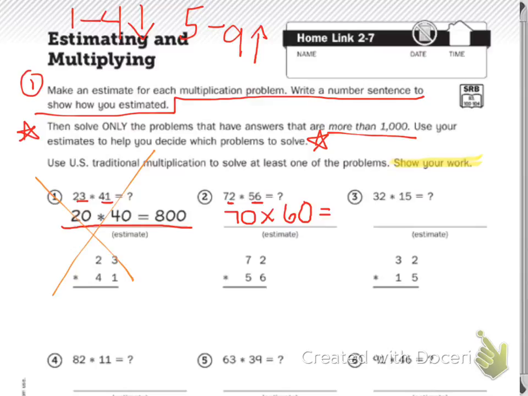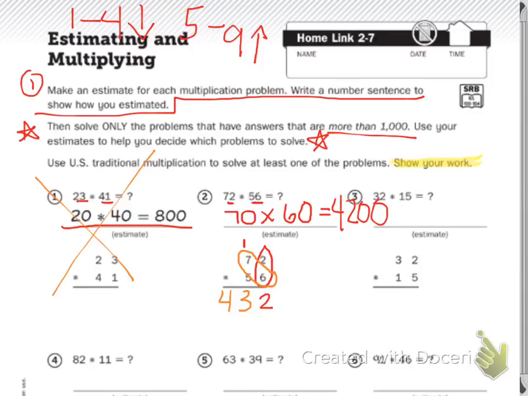Equals 7 times 6 is 42, and then I add 2 zeros. And then it says solve that are more than 1,000. I need to solve this one. So I'm looking at the bottom. I'm going to use the U.S. traditional model to solve. So first, 6 times my 1s is 6 times 2 is 12. Carry my 1. My 2 goes in my 1s column. Next, I have 7 times 6, which is 42, plus 1 is 43. My 3 goes in my 10s, and the 4 is in the 100s.